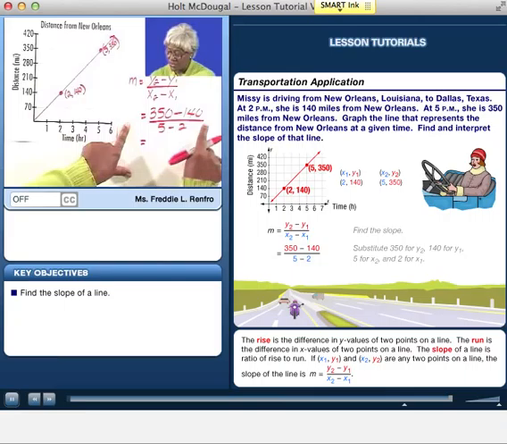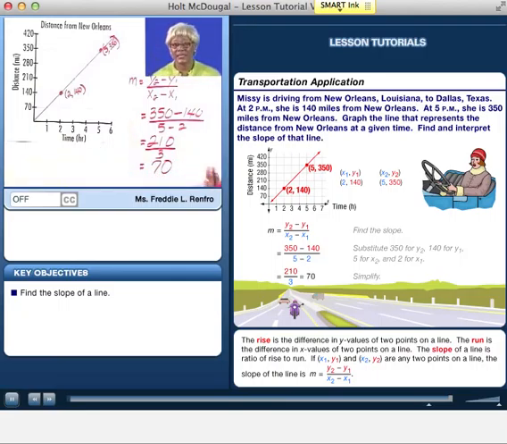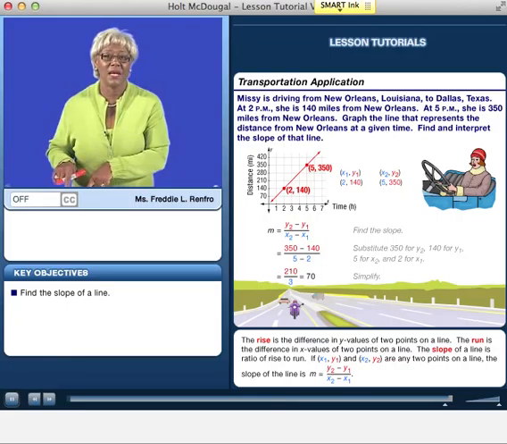And when we subtract, we get 210 miles divided by 3. And what's that equal to? 70. So our slope is 70. Now what does that mean? That means that Missy is traveling at an average speed of 70 miles per hour.